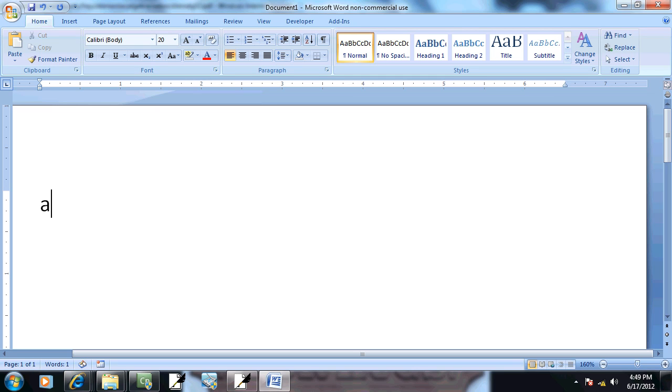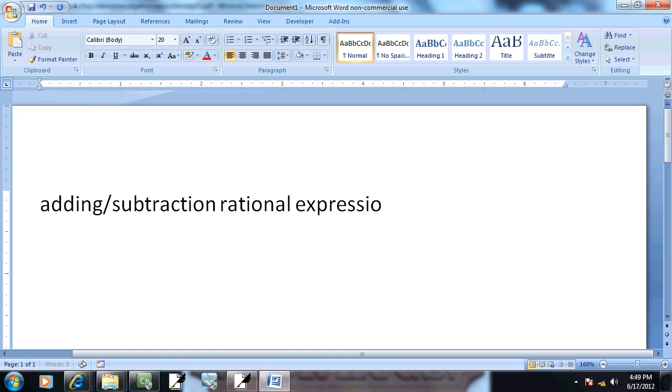Okay. So adding, subtracting rational expressions with different denominators.